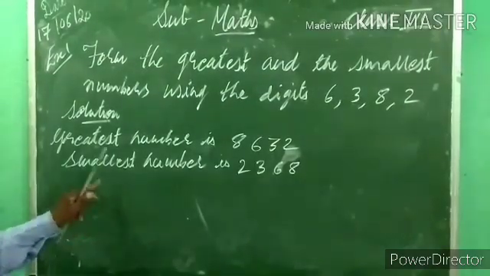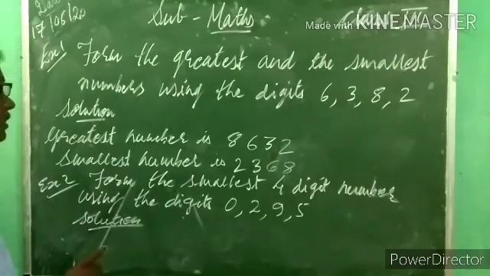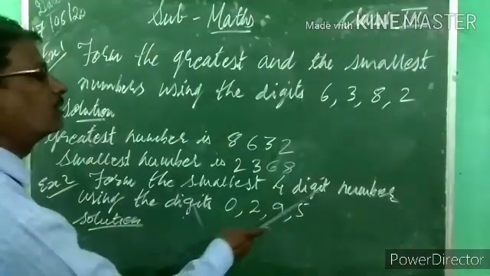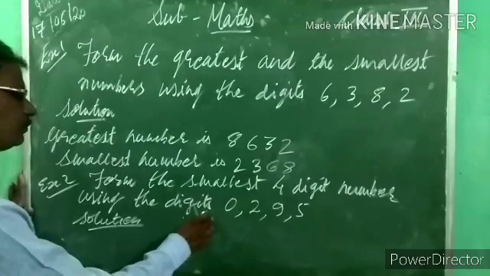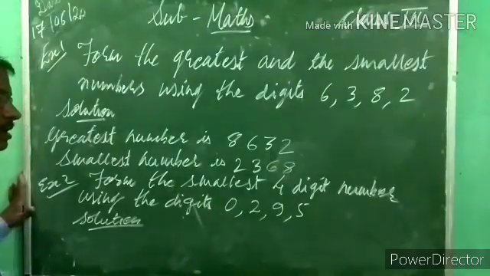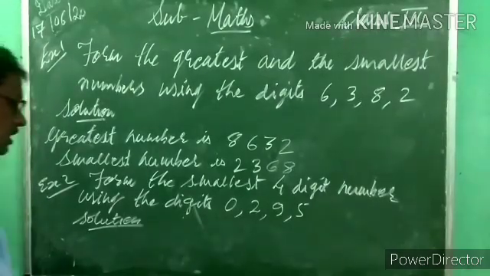Understood this example? Form the smallest 4-digit number using the digits 0, 2, 9, 5. While writing the smallest number, in which order do we have to go? Ascending or descending? Ascending order. Ascending order means arranging the numbers from the smallest to the greatest.